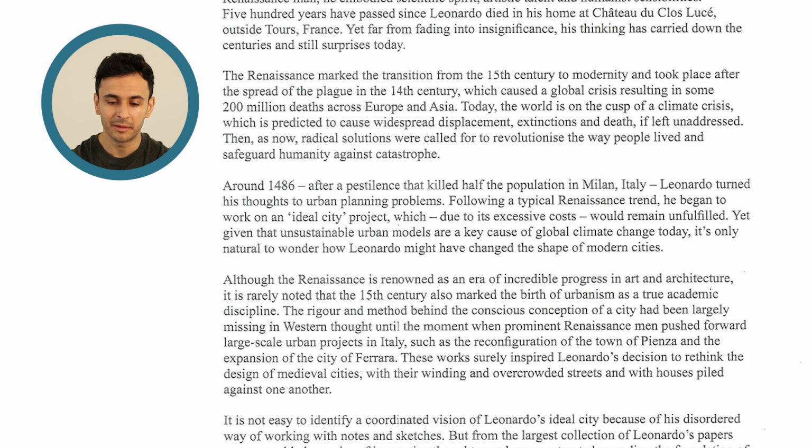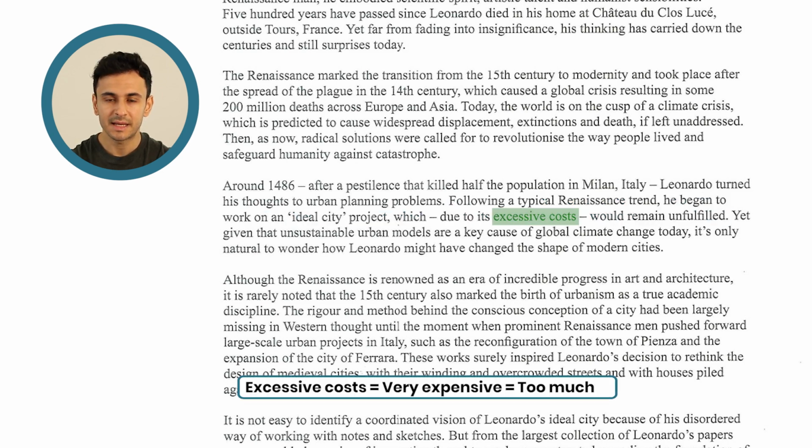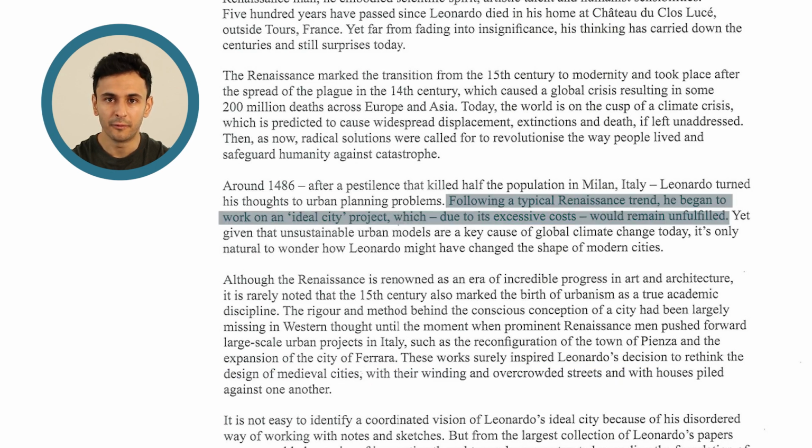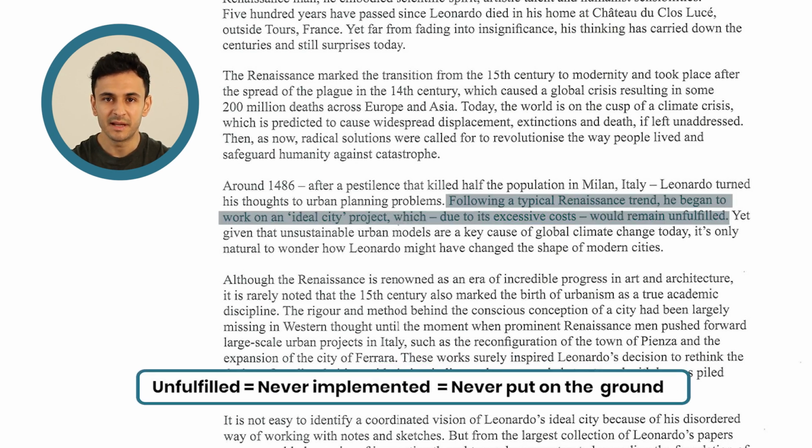I guess he was trying to plan things in a way that would actually minimize the number of deaths if something like this happens. And then, following a typical Renaissance trend, he began to work. However, due to excessive cost, which means it was very expensive, it would remain unfulfilled. That means his project was never actually put into action.